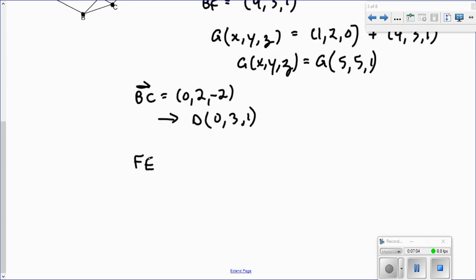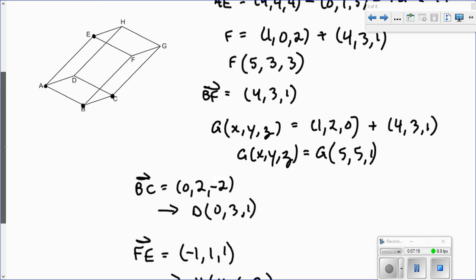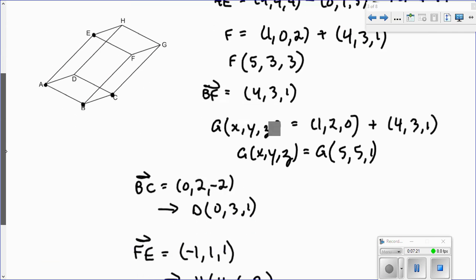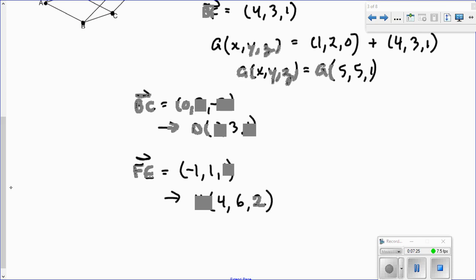And then finally FE, the direction vector FE is -1, 1. That allowed me to find H of 4, 6, and 2. Okay, check those please for me. Try these yourself and see that. And as I said, there's no one way to do that. You guys may have your own special strategy to find this, as long as we get the correct answers here.